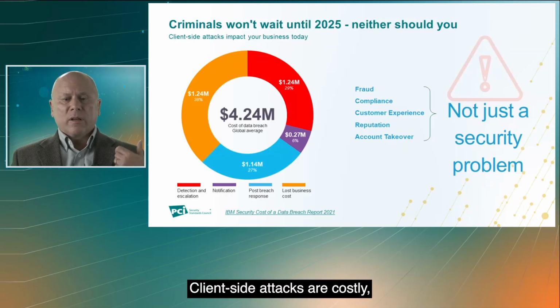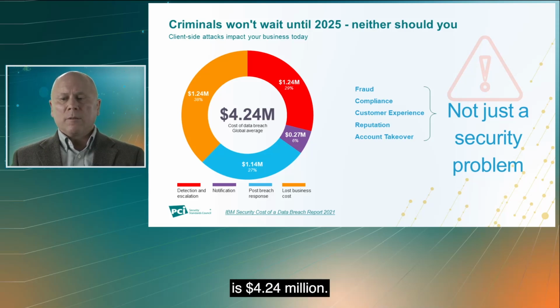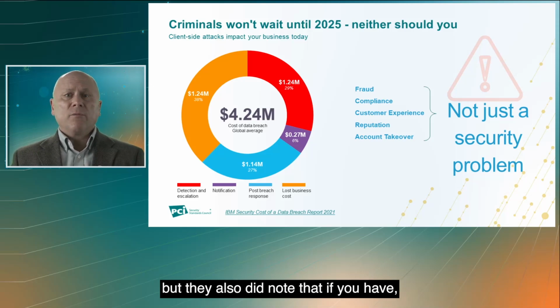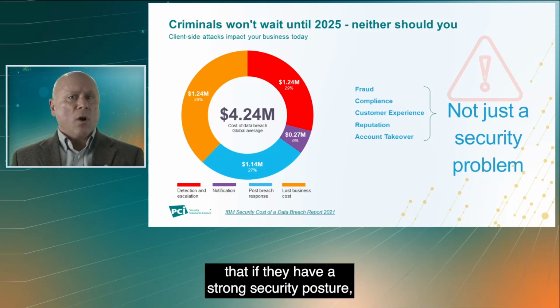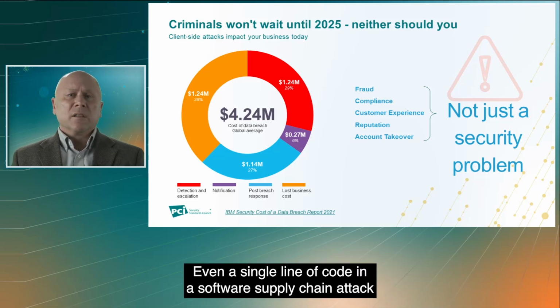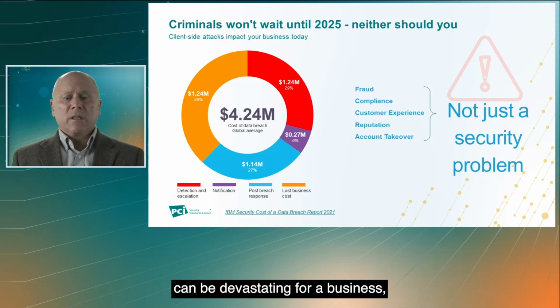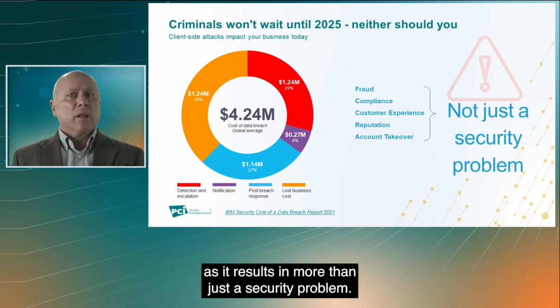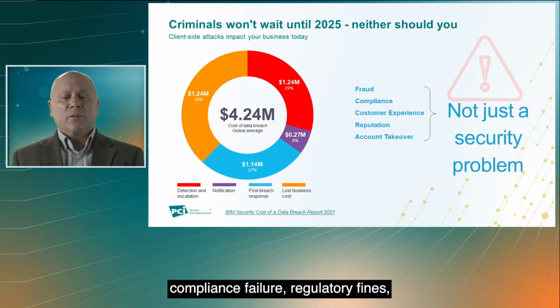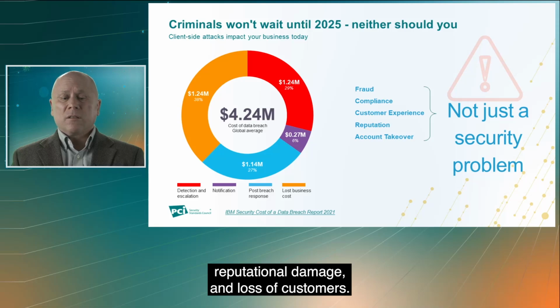Client-side attacks are costly as they ultimately lead to a breach. The average cost of a breach, according to the IBM security report, is $4.24 million. The report did note that costs are rising, but they also noted that for some customers with a strong security posture, the costs are not rising as fast. Even a single line of code in a software supply chain attack can be devastating for a business, as it results in more than just a security problem. The long-term business consequences can be significant: compliance failure, regulatory fines, reputational damage, and loss of customers.